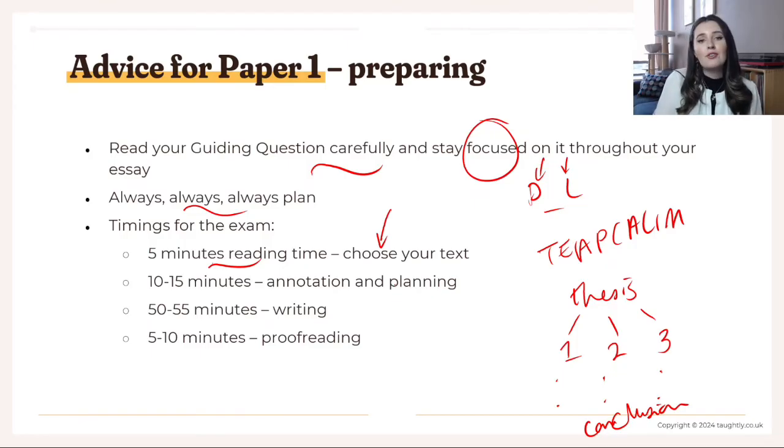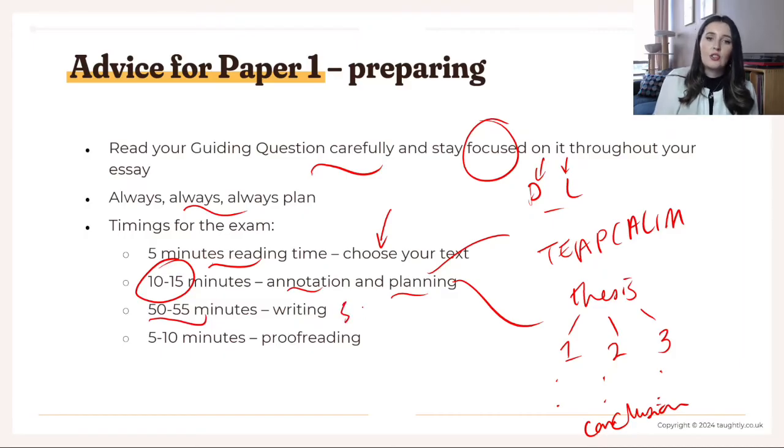Then you'll have 1 hour and 15 minutes. So I recommend that you spend between 10 to 15 minutes annotating and planning. So that's when you annotate for your TPCASTT and you could do a quick horizontal plan. Then you should spend around 50 to 55 minutes actually writing, and I do recommend that you do a 5-paragraph essay. So 1 paragraph is your intro, then you're going to have 3 main body paragraphs, and then you're going to have your conclusion. If you write really fast and you want to do 4 paragraphs, 5 paragraphs, fine, but only do that if you know that you can maintain the structure.